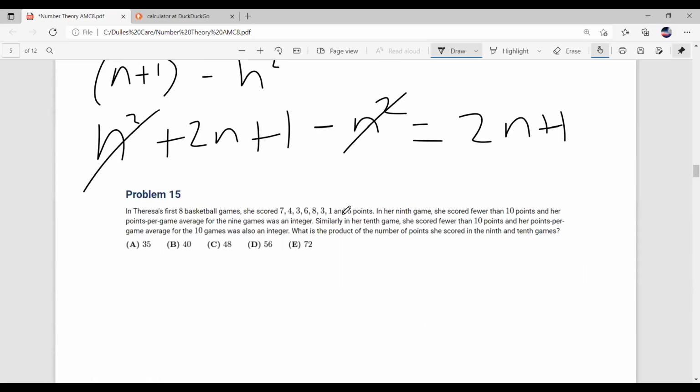So let's look at problem 15. In Teresa's first 8 basketball games, she scored 7, 4, 3, 6, 8, 3, and 1. So in her 9th game, she scored fewer than 10 points, and her points per game average for the 9 games was an integer. Similarly, in her 10th game, she scored fewer than 10 points, and her points per game average for the 10 games was also an integer. What is the product of the number of points she received in the 9th and 10th games?